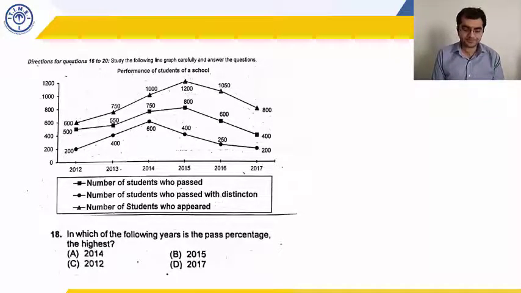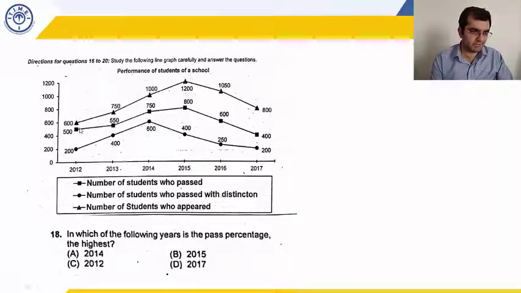Okay, let's all. So again, I was able to do this question orally. When you want the highest pass percentage, you want the square to be as close to the triangle as possible. Pass percentage highest means you want most of the students who are appearing to pass. That means square should be as close to triangle as possible. And the years are 12, 14, 15, 17.